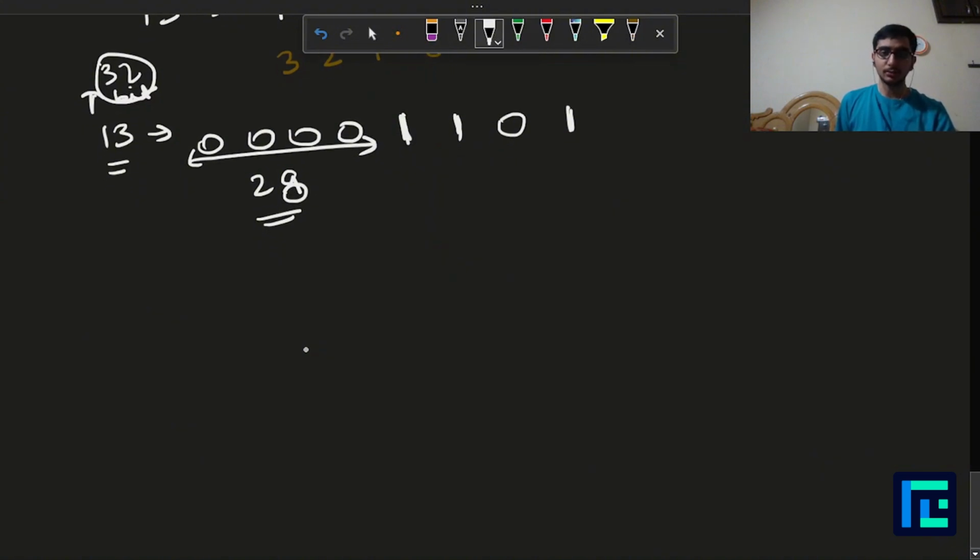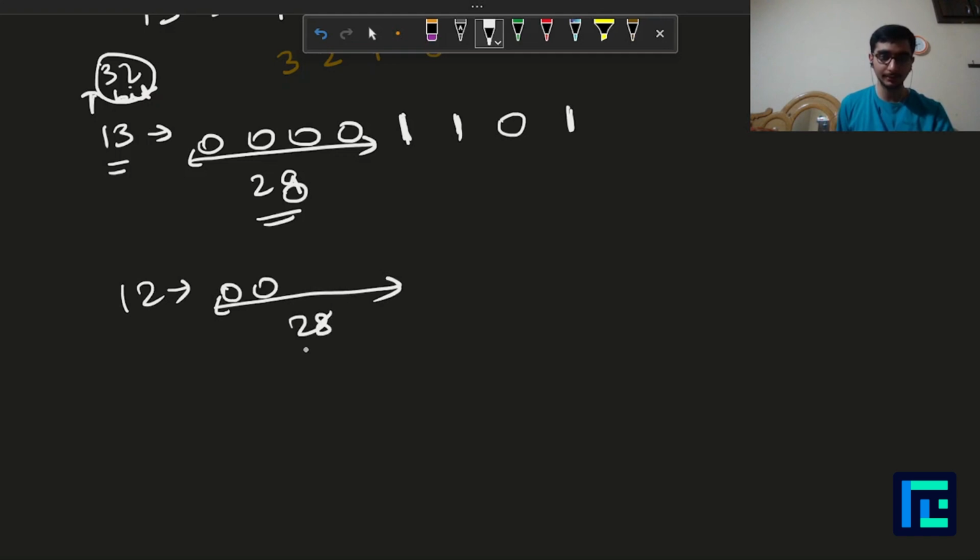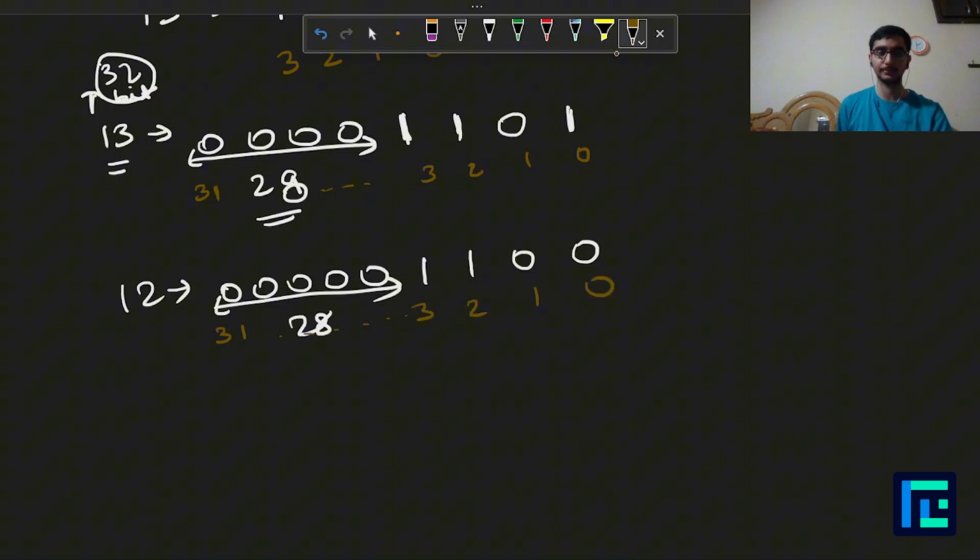Let's say I also represent 12, right? So 12 again would be 28 zeros in the front, and it would be 1100. Great. So again, if I mention the indices 0, 1, 2, 3, so on till 31st, the leftmost bit will be the 31st bit. And the same goes here, 3, 2, 1, 0.